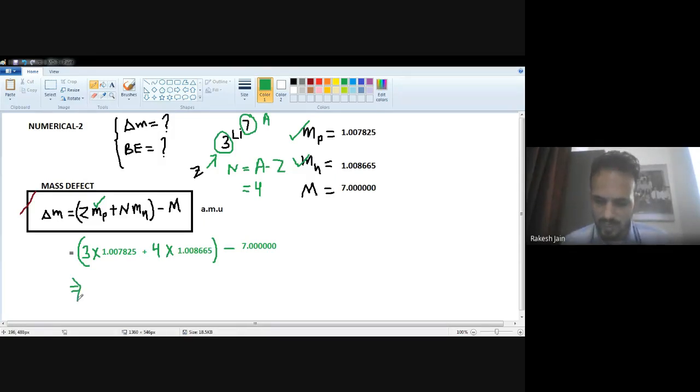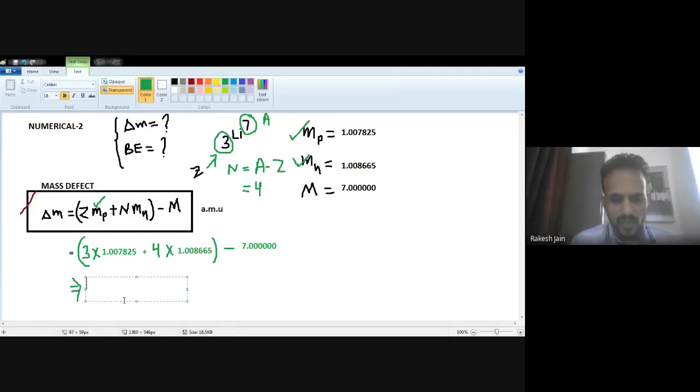So what will be the answer of this bracket term? 3 multiplied by 1.007825 will be equal to 3.023475. It will be added with 4 multiplied by 1.008665, and I just write down the final answer. So the calculated mass of the nucleus, by Z times Mp plus N times Mn, will be 7.058135. We have to subtract this from the actual given mass, that is 7.000000.